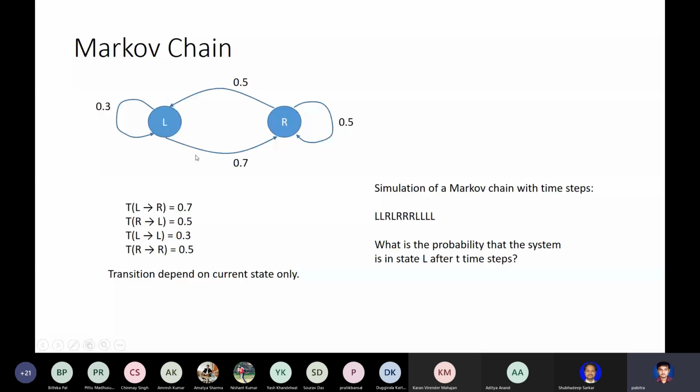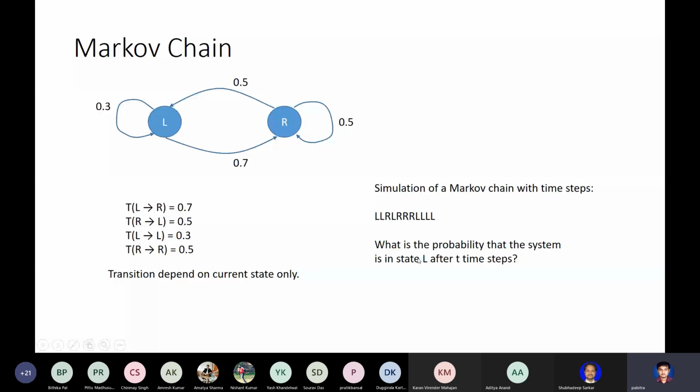Now, let me ask the question: what is the probability that she is in room L after T time steps? If we simulate this for T time steps, what is the probability that the last step is L? I am interested in finding out this probability. Note that everything is probabilistic. It's not that she always goes from left to right. She tosses a coin, and depending on the outcome, she goes from left to right or stays in the same room.